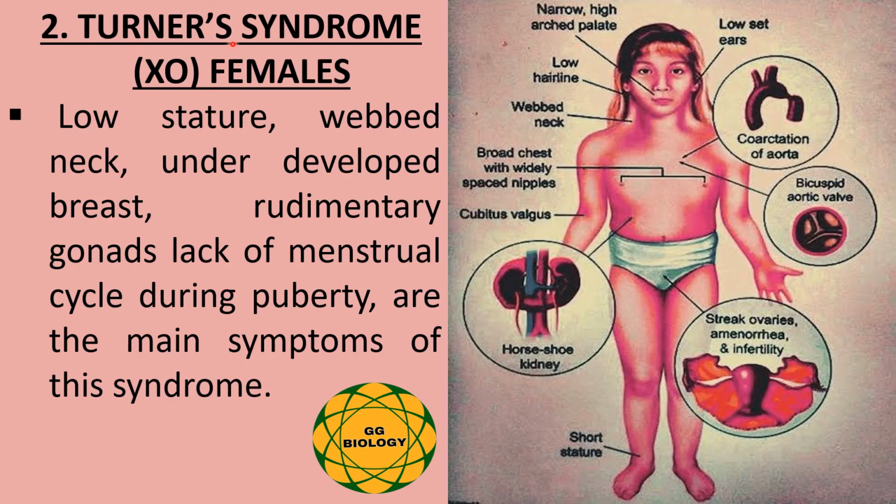The symptoms of Turner syndrome are low stature, webbed neck, underdeveloped breasts, rudimentary gonads, and lack of menstrual cycle during puberty. These are the main symptoms of this syndrome. With this, the topic is over. Regarding the next topic, we'll see in the next video.